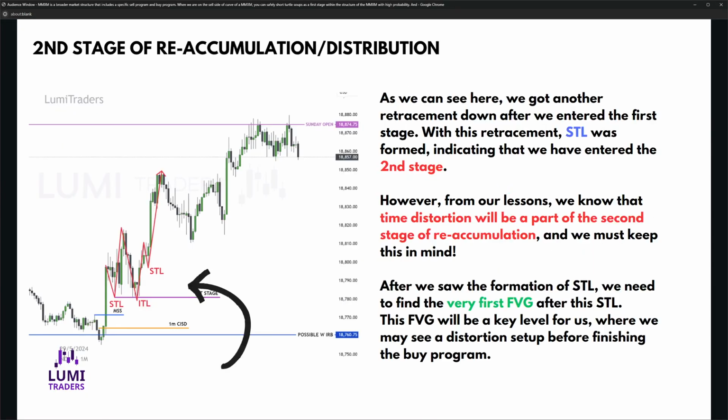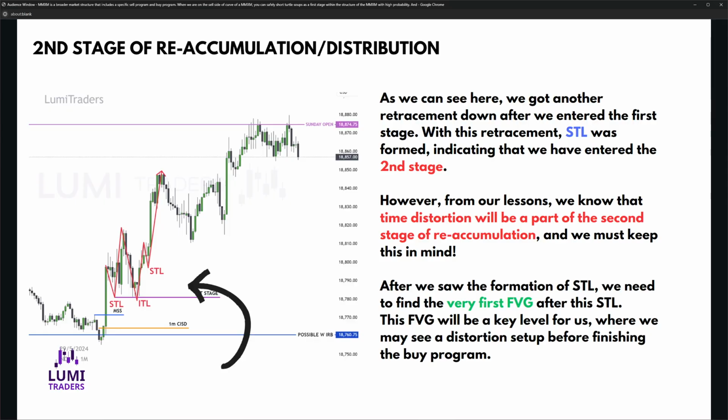Okay, let's continue talking about stages. Here is the second stage of reaccumulation or redistribution. As we can see here, we got another retracement down after we entered the first stage, as I said a million times already. With this retracement, a short-term low was formed, and this means we are about to enter the second stage of reaccumulation.